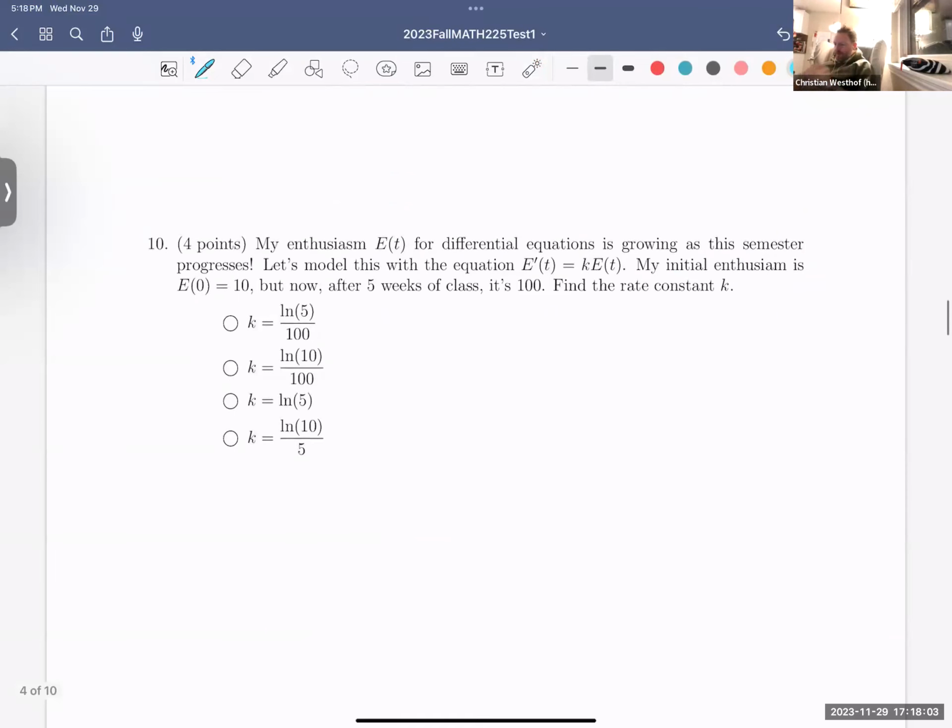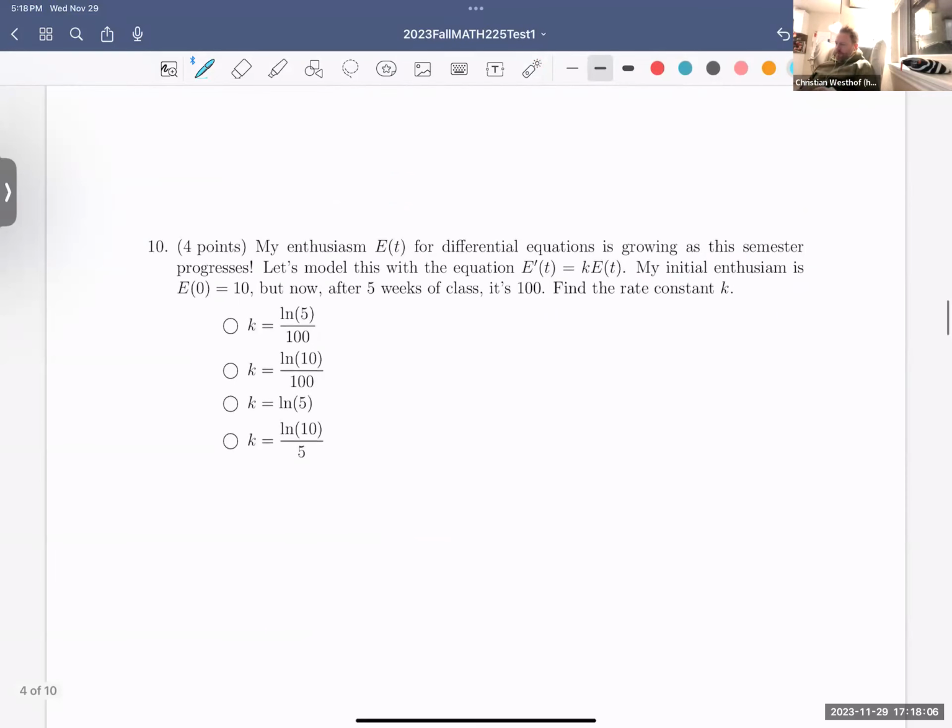I think we have 2 more. Let's see, enthusiasm, E of t, differential equation, growing as the semester progresses. Model the equation. Okay, the initial enthusiasm is this, you've got an initial condition, and then 5 weeks later, you have another condition. Find the rate constant. All right, so we have E prime is equal to KE.